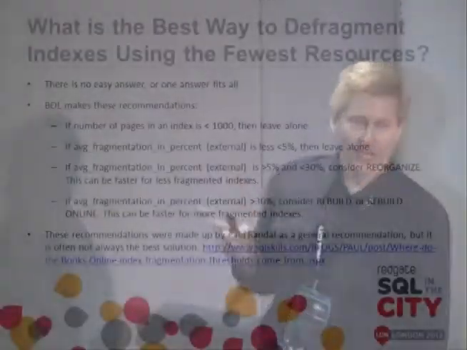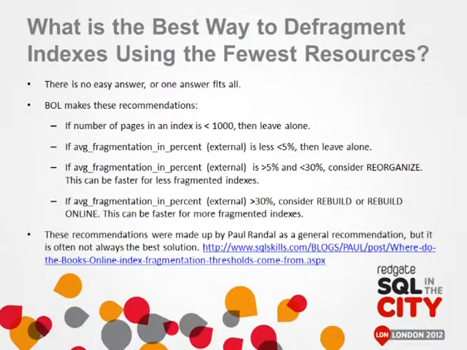Now, if you've gone and read about this on Books Online, you've probably seen this formula about how they recommend you either rebuild or reorganize indexes. If an index is less than 1,000 pages, a page being 8K, don't even bother defragging it because it's too small to worry about. And then you see that if fragmentation is less than 5%, again, ignore it. If it's between 5 and 30, you should reorganize. If it's more than 30, you should rebuild it.